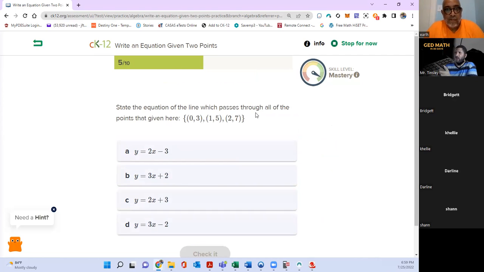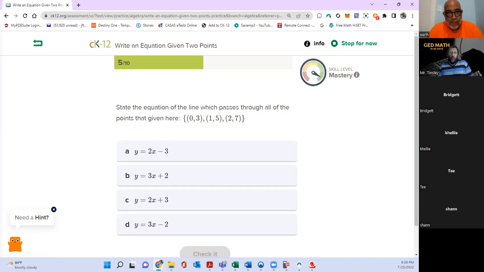State the equation of the line which passes through all the points given here. Oh my God, Mr. Tinsley, you only showed us when it was 2 points. What do I do with 3 points? Doesn't matter. How many points do you need to find the slope? 2. I don't care if they give you 2 points, 4 points, 8 points, 1,265 points. In order to find the slope, how many points do you need? 2, and you can choose any 2.